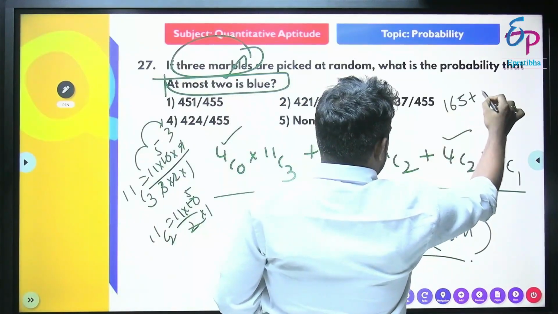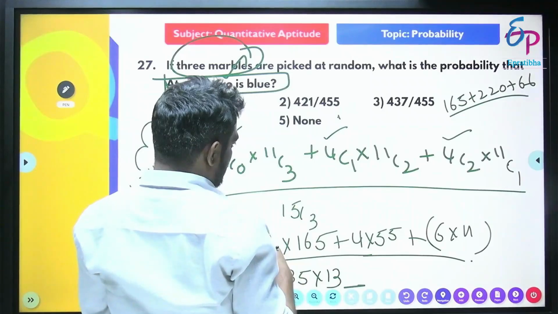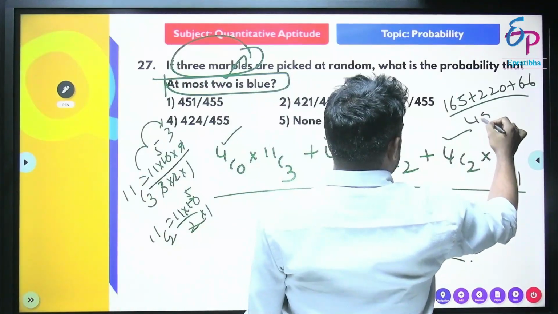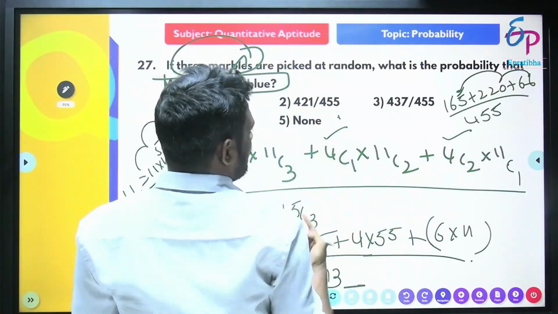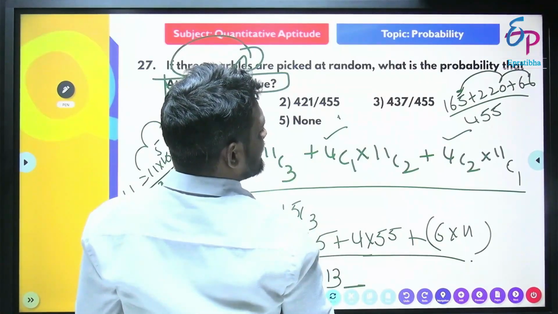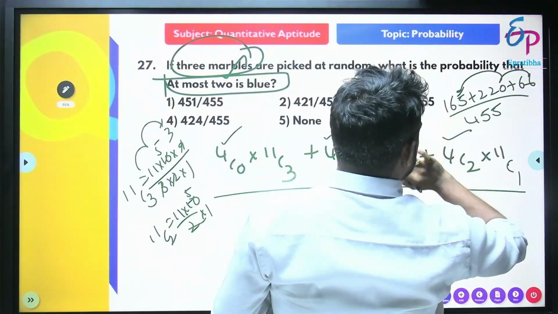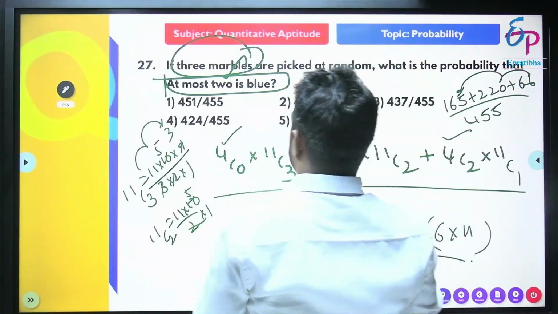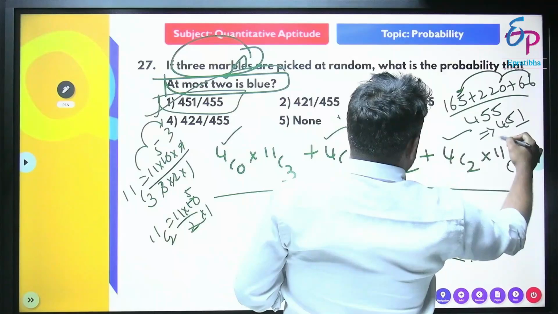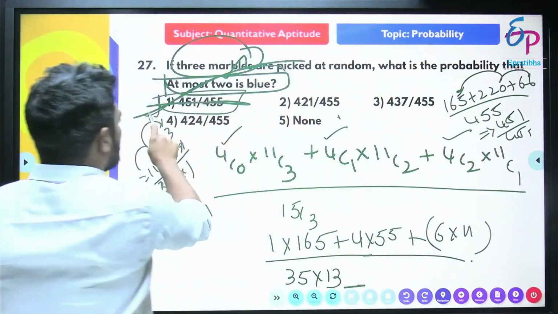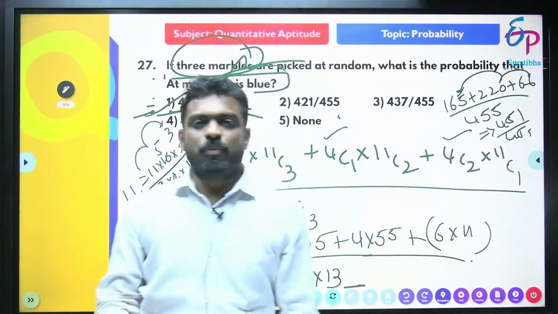165, 220 by 35 into 13. 350 plus 105, 455. The last digit is 6 plus 0 is 6, plus 5 is 1. 286, 440 plus 11, 451. 451 by 455, where exactly? 451 by 455 is in option number 1, that would be the absolute solution for the given question. I hope my point is clear with this.